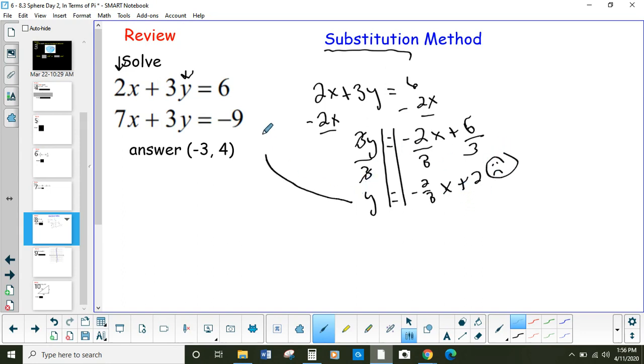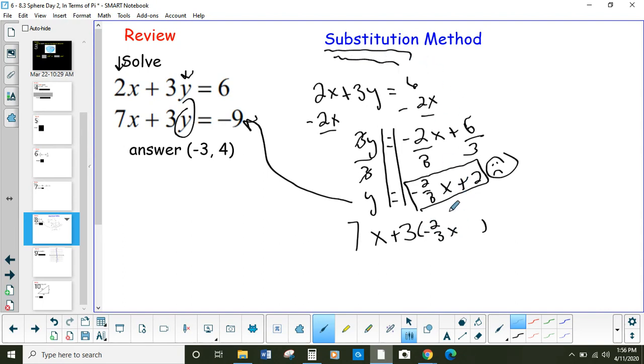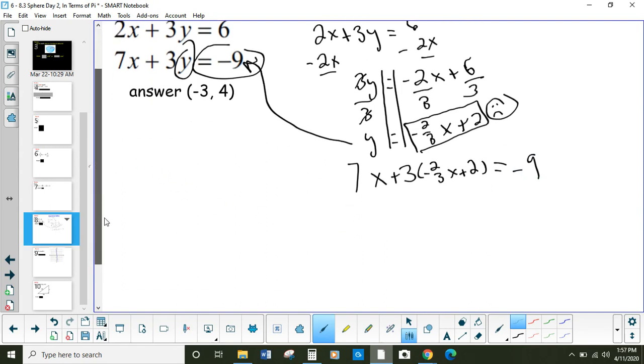Now I'm going to plug this into the other equation where the y goes. So I'm going to rewrite that. I'm going to go 7x plus, and then it says 3y. Well, y equals all this stuff. So I'm going to put this stuff in parentheses, this is the first substitution. We're going to substitute the y. And then don't forget to write the rest of the equation. Equals -9.